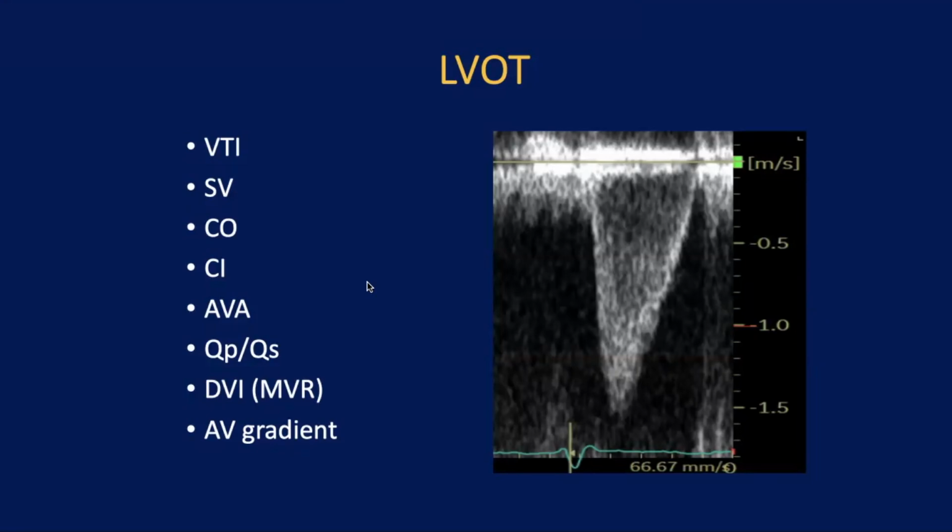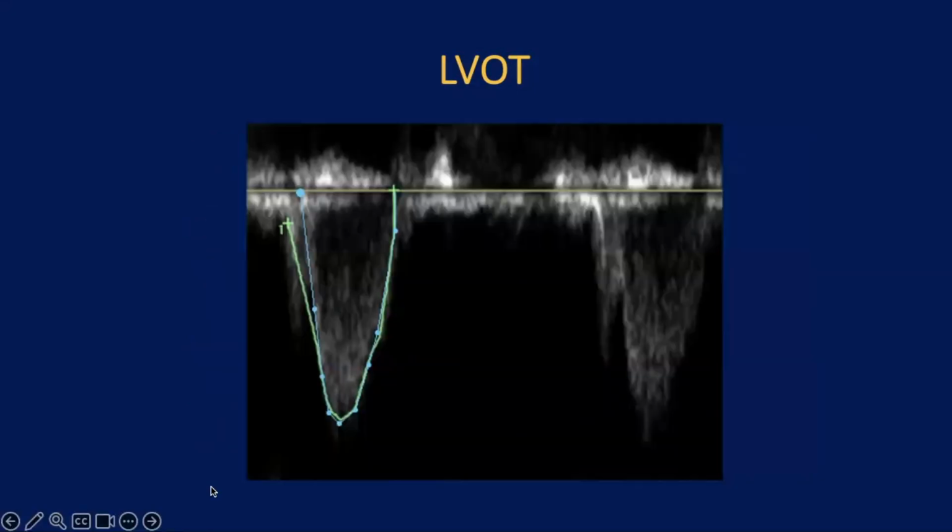So we can get the VTI, the stroke volume, the cardiac output, the aortic valve area, the QP/QS, the DVI for example for the mitral valve. And I don't know why I added the aortic valve gradient. So forget it.